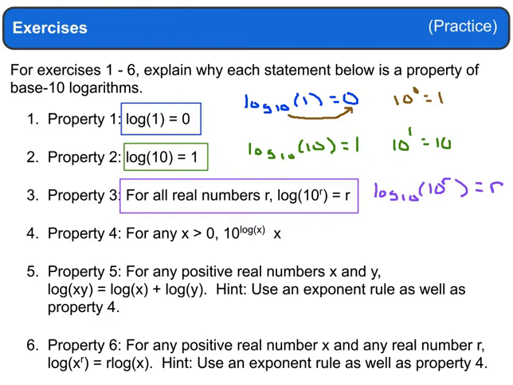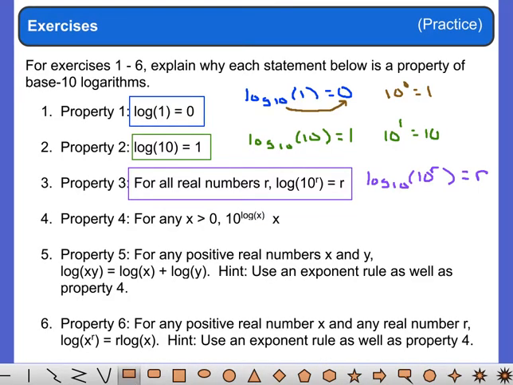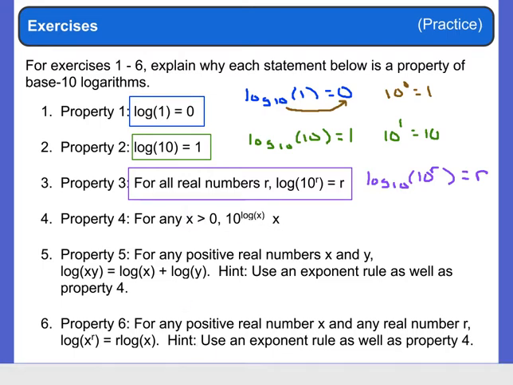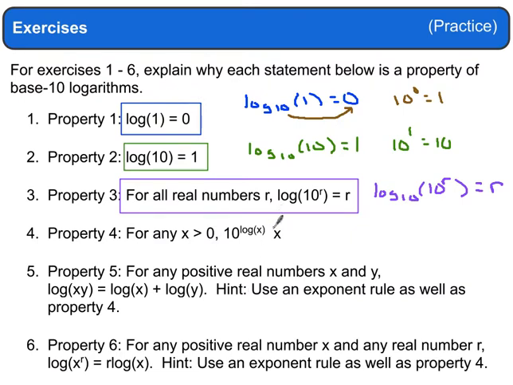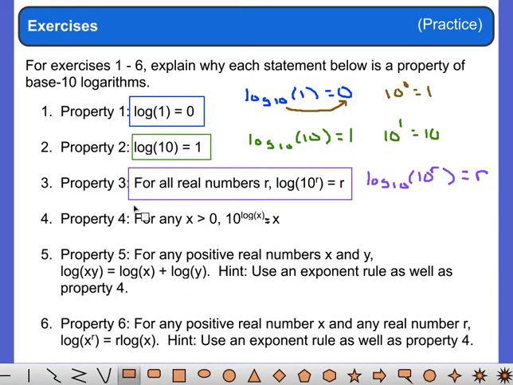Now when we continue to look at property number 4, it looks like there's a typo right there. It should be an equal sign, it should say equals x. There we go. So for any x greater than 0, if you have 10 raised to the log x as an exponent, then the answer is just x.